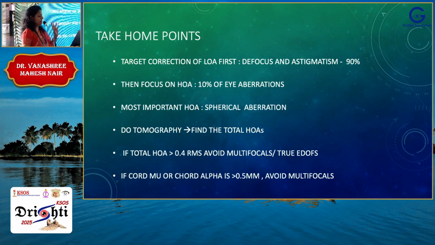Take home points: target the lower order aberrations first, then focus on the higher order aberrations. Important higher order aberration is spherical aberration. Do the tomography to find out the total higher order aberrations. If it is more than 0.4 RMS, avoid multifocals or true EDOFs. And if the chord mu or chord alpha is more than 0.5, then avoid multifocals.